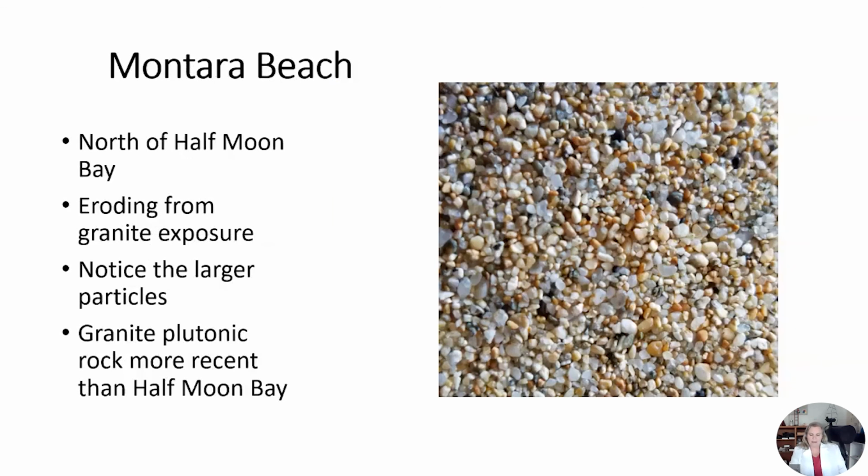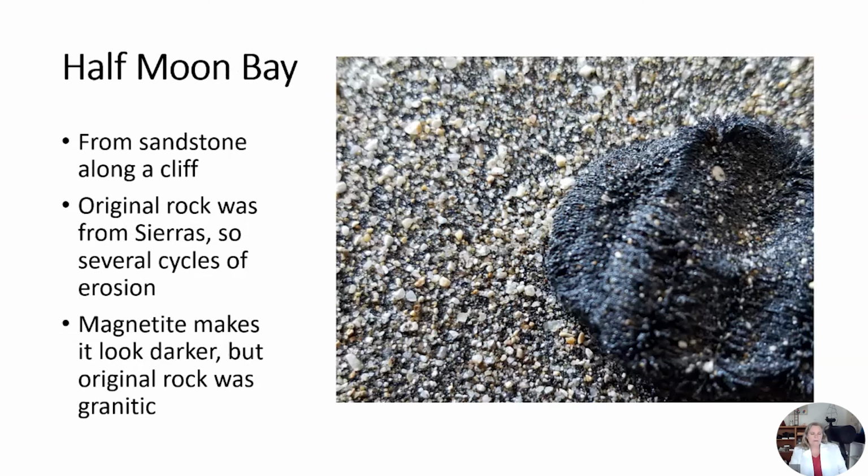Let me flip back again so you can compare real quick. This is the Montara and the Half Moon Bay. Now, this sample has a lot of magnetite in it. That's the black. So if you have a magnet, it's always fun to take one with you to the beach or when you're playing in the sand, because if there's any iron in there, it will be drawn to your magnet. So again, I can drag along a magnet and it'll collect all this magnetite.